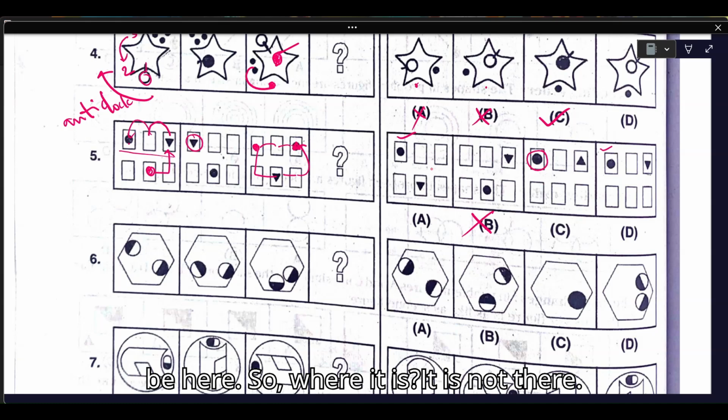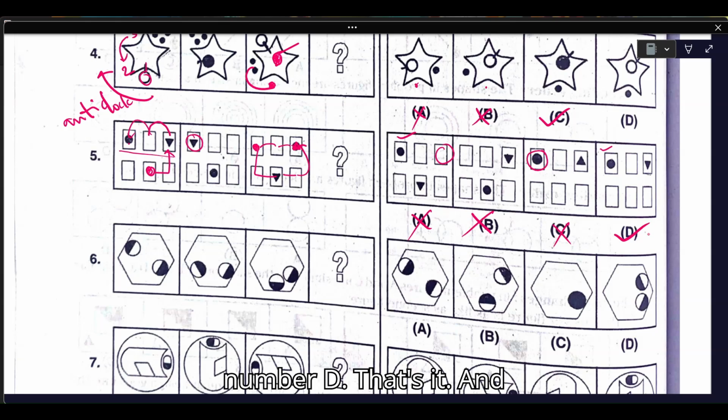So where it is not there, we will be eliminating A, and here it is there and here also it is there, but the size is not fine, right? So we will be eliminating C, and finally our exact answer is there in option number D. That's it.